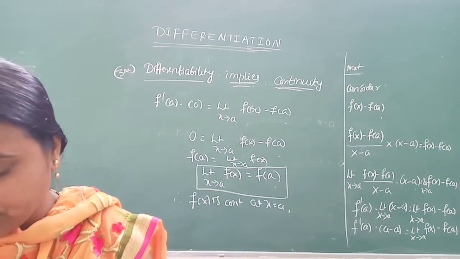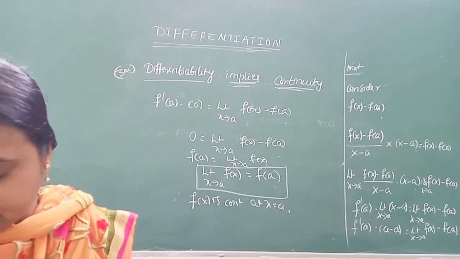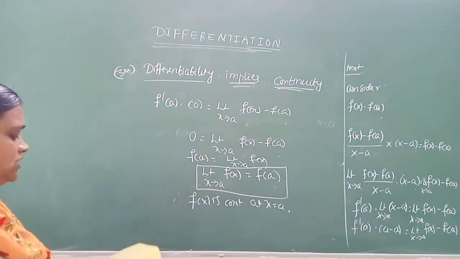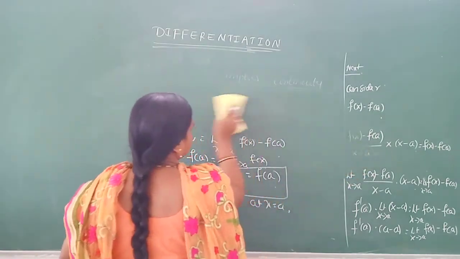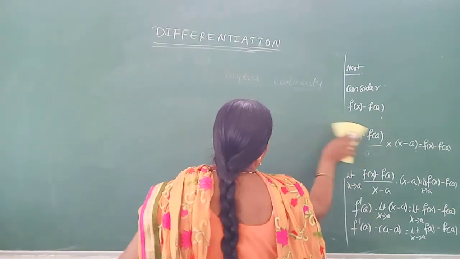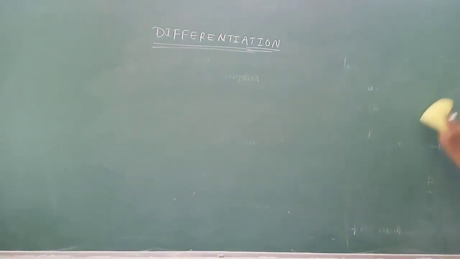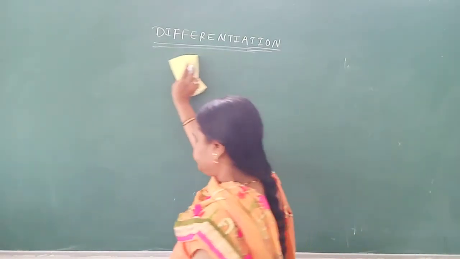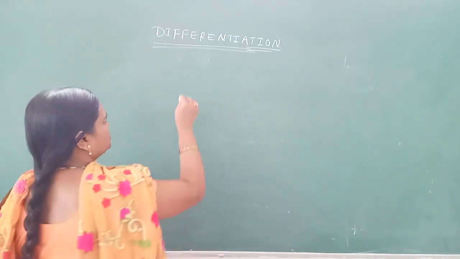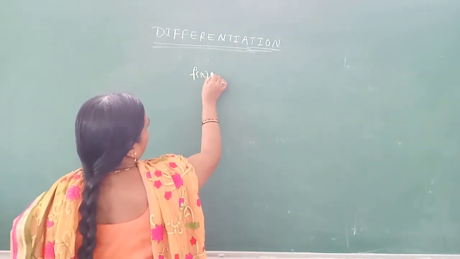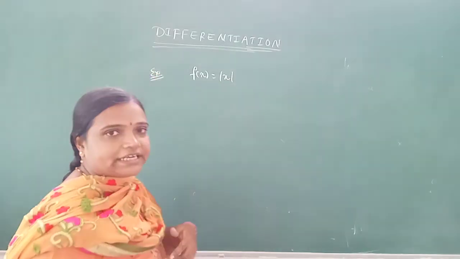Okay. After knowing the theorem, now we can check whether the reverse case holds good or not. Is the reverse case good or not? Means is every continuous function a differentiable function or not? We have to verify. Did you understand? Okay. A good example I will take. Function f of x is equal to mod x. Okay. This is an example we can consider.